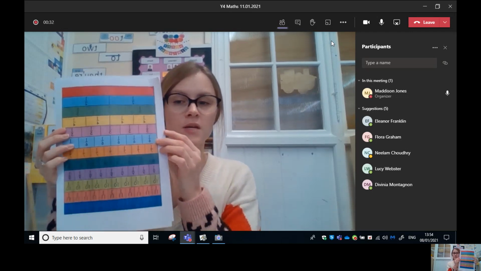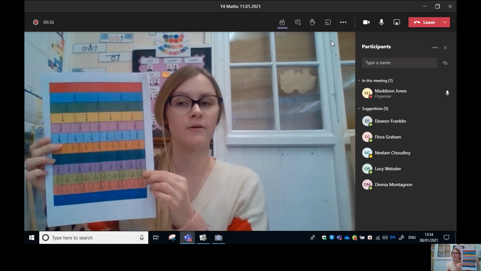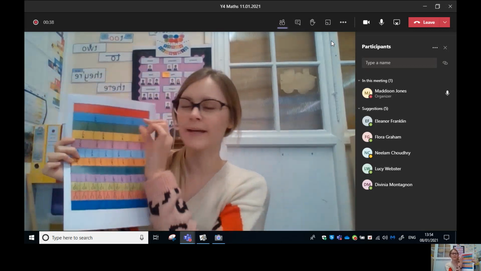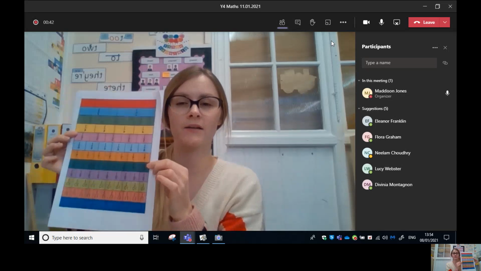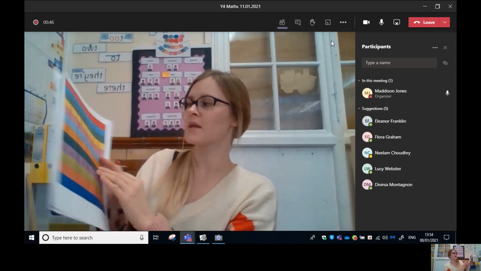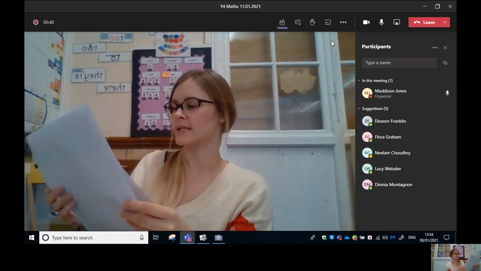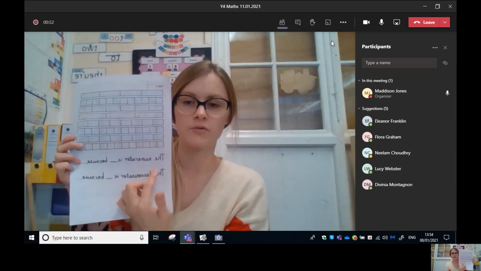So you've got your fraction wall. Either have that open on a document ready for you to look at, or if you can print it out, even better. And you may want to cut them up as well to help you with the task later, but we'll get to that and I'll show you a different way of using it in case you're not able to do that. And then you also need this task sheet here, which has the different strips.